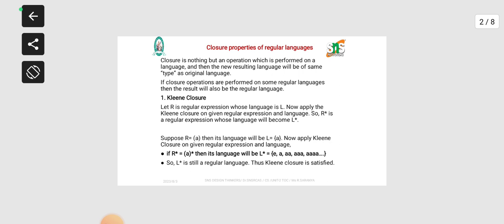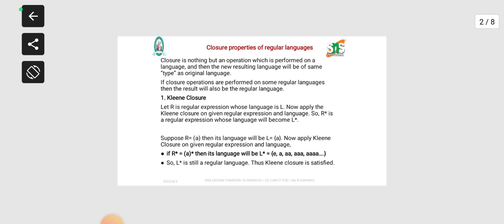Important operations of regular language also come under closure property. The word closure is nothing but an operation which is performed on a regular language, and then the new resulting language will be of the same type as the original language. If closure operations are performed on some regular language, then the result will also be a regular language. So we have a set of closure properties such as Kleene closure, union, intersection, complement, set difference operator, and reverse operator. Likewise, we have a set of important properties of regular language.